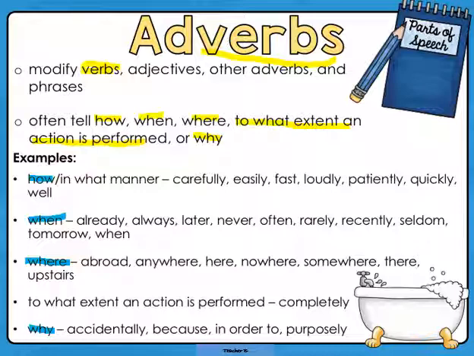Can you identify the adverb? Let's ask ourselves the question how. How did the bird fly? Yes, the bird flew high above the cloud. High will be the adverb. Let's revise. An adverb describes the verb. It tells you how, when, where, to what extent an action is performed, or why it was performed.